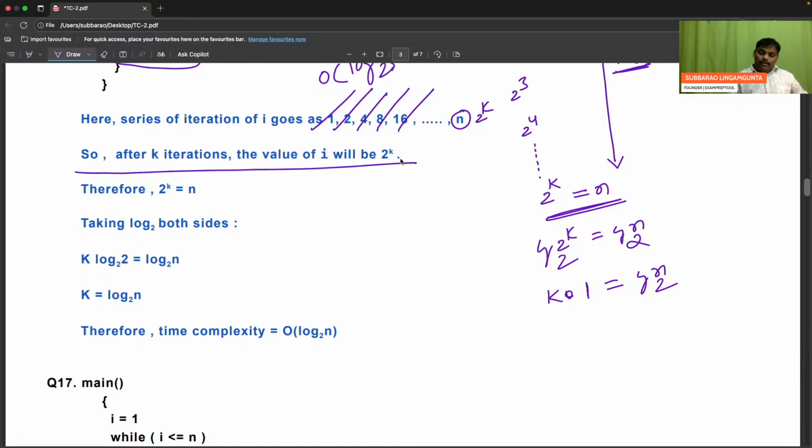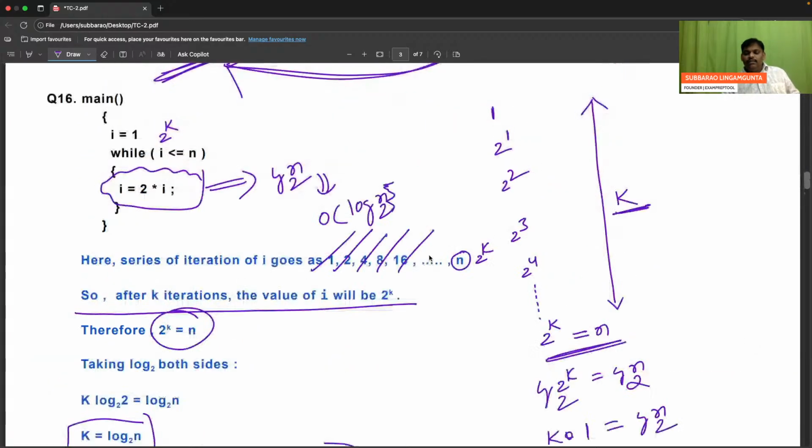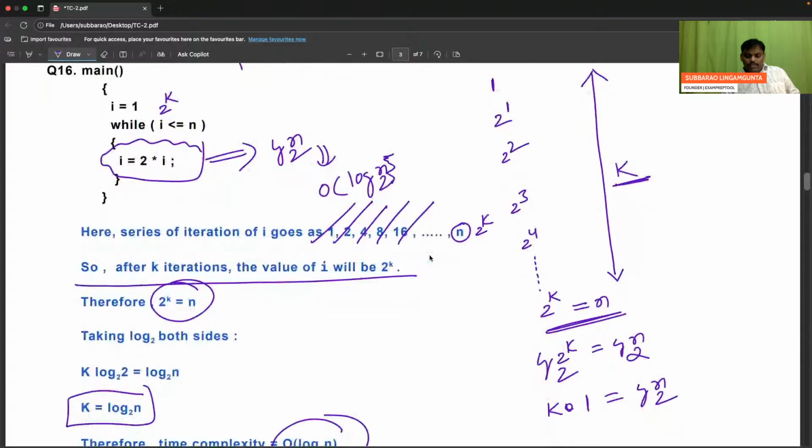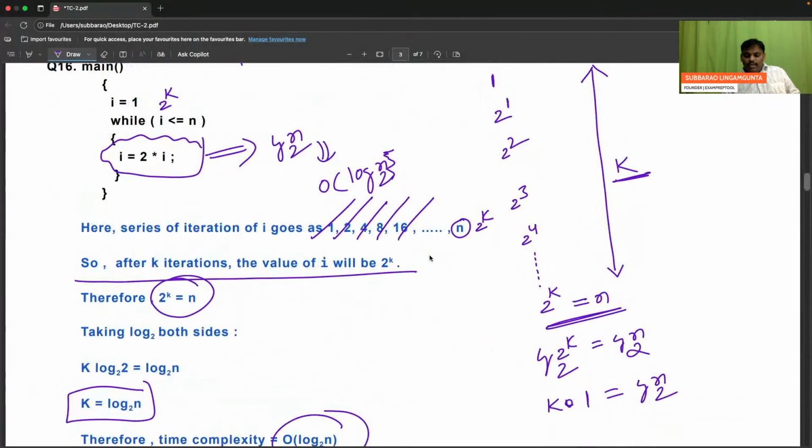Yes, exactly. This is the relation which happened. Apply log base 2 to both sides. K became log n base 2. So you repeated k times, which is nothing but log n base 2 times. Afterward, this loop is terminated. So time complexity big O of log n. This is the new variation. Please be careful. The time complexity of problem number 16 became log n base 2.